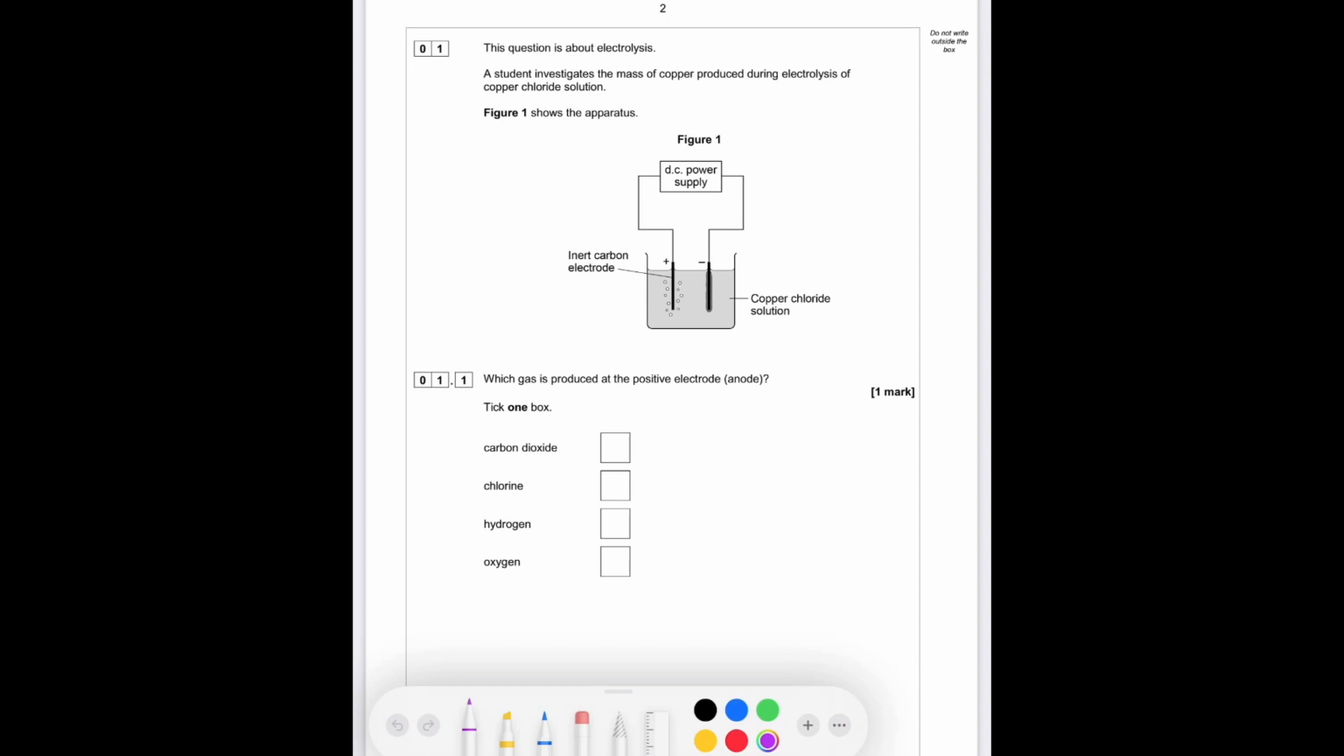In this first question, we have an electrolysis cell, and it says a student investigates the mass of copper produced during electrolysis of copper chloride solution. And we've got our diagram, and the first question is which gas is produced at the positive electrode? So if we've got copper chloride solution, the negative ion would be the chloride, so that would produce chlorine gas.